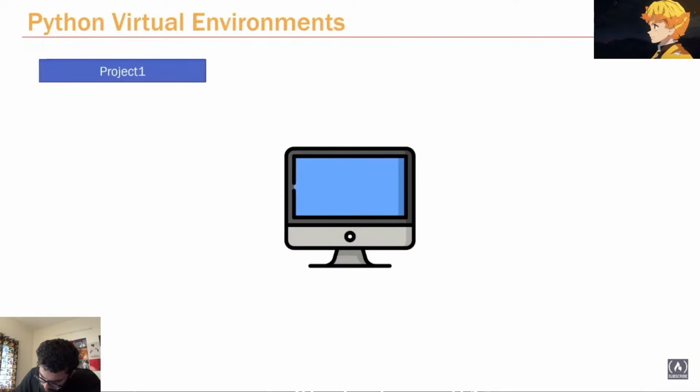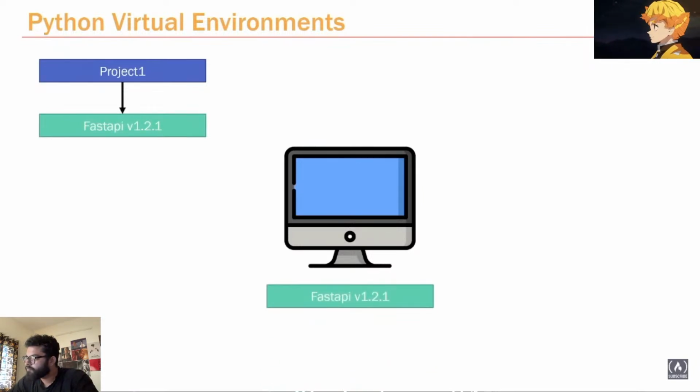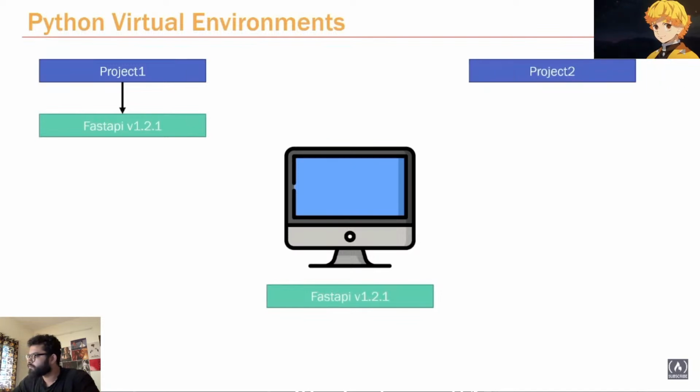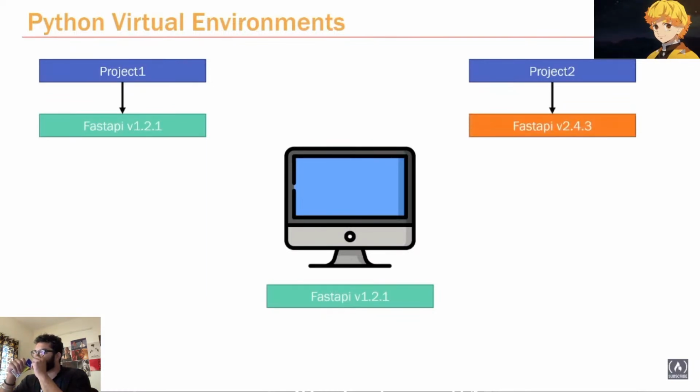So let's say that we created a project, and this project is called Project 1. And what we need to do is install FastAPI version 1.2.1. So we install version 1.2.1 on our machine so that we can actually use that version. Now let's say later down the road, we start a new project called Project 2. And let's say this project requires us to run FastAPI version 2.4.3 because we want to try out some of the newer features. Well, at this point, if we need to try out a newer version, we have to upgrade FastAPI to version 2.4.3 on our local machine.